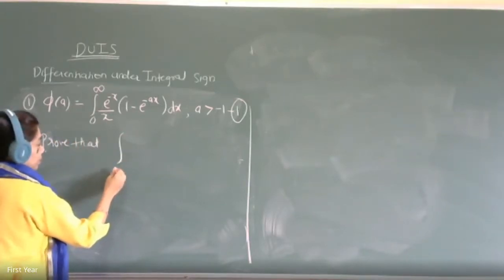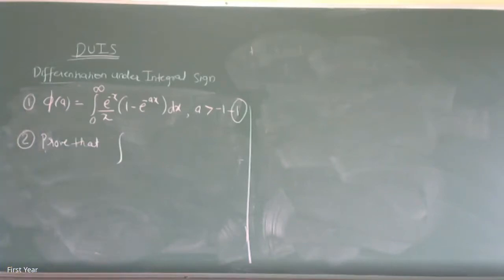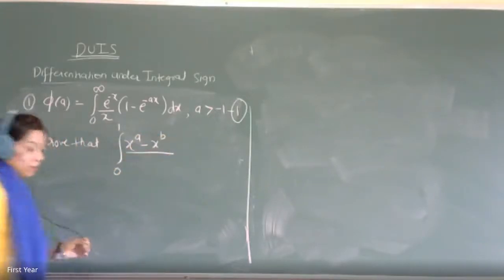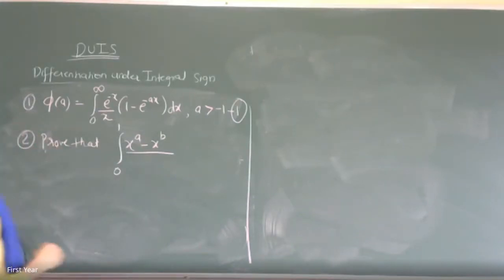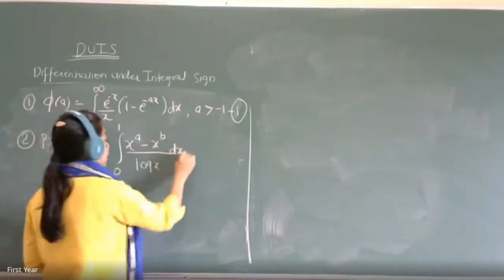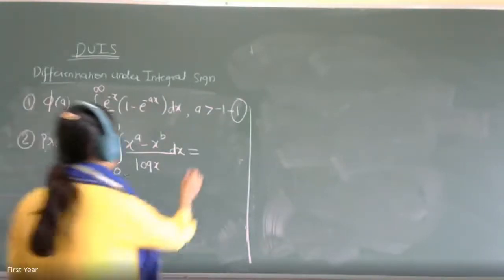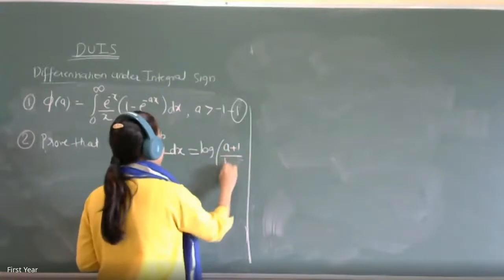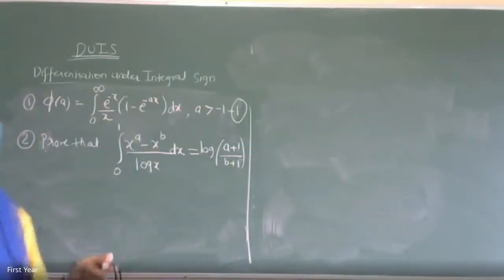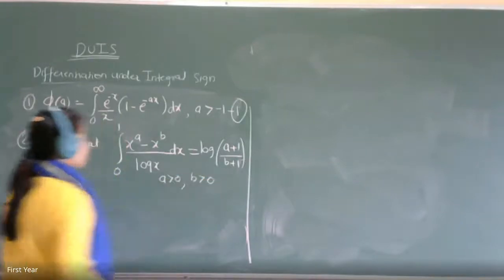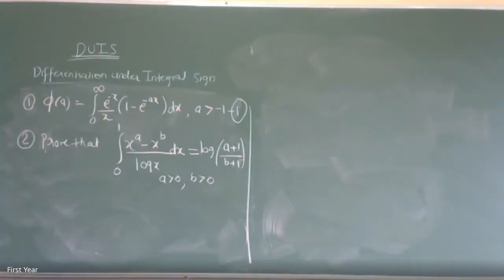Integration 0 to 1, x raised to a minus x raised to b upon log x dx is equal to log of a plus 1 upon b plus 1, where a is greater than 0, b greater than 0. Some of you solved the second one, some of you have solved the first one. Give me the answer.